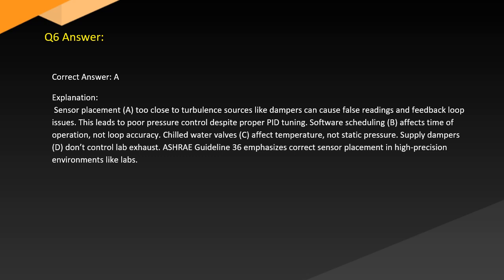Software scheduling, B, affects time of operation, not loop accuracy. Chilled water valves, C, affect temperature, not static pressure. Supply dampers, D, don't control lab exhaust. ASHRAE Guideline 36 emphasizes correct sensor placement in high-precision environments like labs.